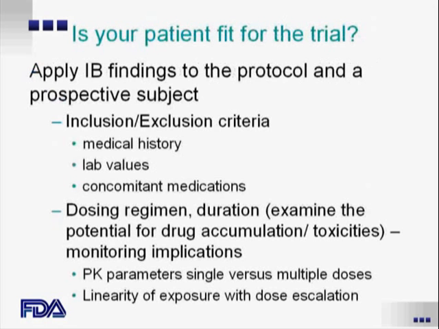So after you consider the breadth of information available to you in the investigator brochure, you need to decide if the patient that you're currently evaluating is fit for the protocol. You obviously need to apply inclusion criteria, and evaluation of medical history and screening laboratory values will help to identify the potential compromised organs that the patient might have, and with what you know about the product, where this toxicity might be exacerbated.